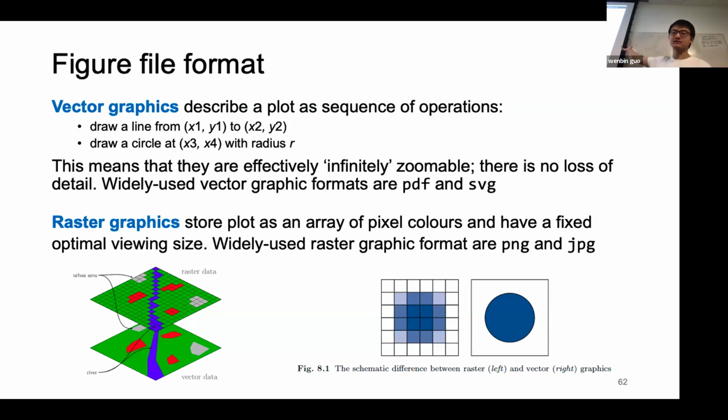So vector graphics is usually the PDF or SVG version, and raster graphics is the PNG or JPG version. These are the most commonly used formats.